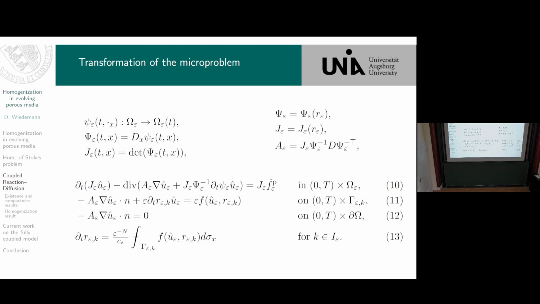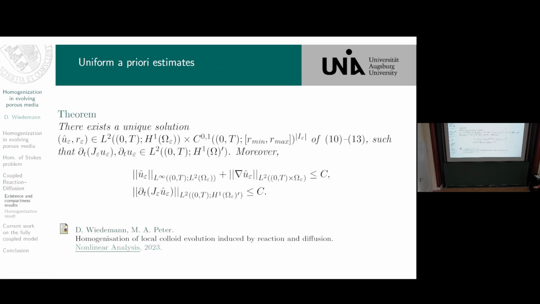What's interesting here is this term, an artificial advection term which arises by the transformation of the equations. But it is of order epsilon, so it cancels, or we can ignore it. For this nonlinear problem, we could show some existence and uniqueness result. So we could control the solution u epsilon and the gradient of u epsilon, also epsilon independently, which is useful for the later compactness results.